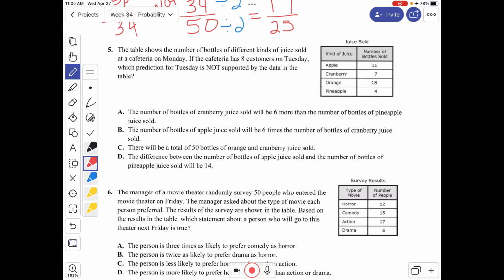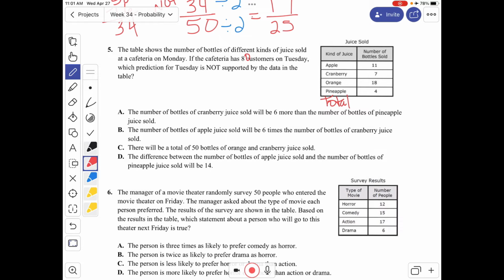Number 5, the table shows the number of bottles of different kinds of juice sold at a cafeteria on Monday. If the cafeteria has 80 customers on Tuesday, which prediction for Tuesday is not supported by the data in the table? I believe that's supposed to say 80 customers because we're making a prediction. So we need a total.